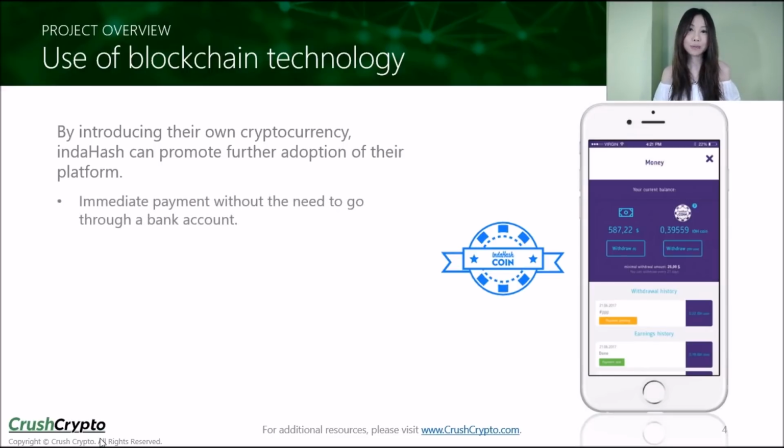Currently, it takes 1 to 2 months to pay influencers for completed campaigns. At the moment, indaHash pays out to bank accounts only when the user has accumulated a minimum amount. IDH tokens will be used for instant settlement without the need to go through a bank account. With the new model, anyone can send or receive IDH tokens, so there are no regional limitations.